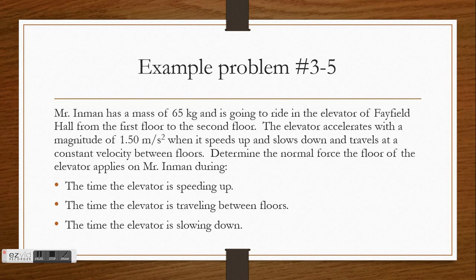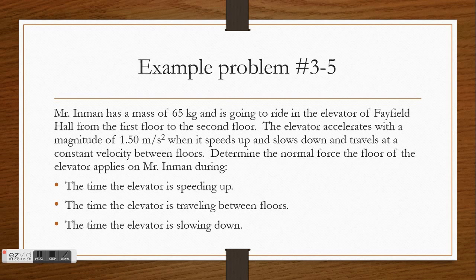The second state of motion is traveling between floors. In the elevator between the floors, the elevator moves at pretty much a constant upward velocity. Now, we don't know what that upward velocity is. We could figure it out, and I think I've actually calculated it before. It's not very fast. If you've ever ridden in that elevator, you know it takes quite a while to go from the first floor to the second floor.